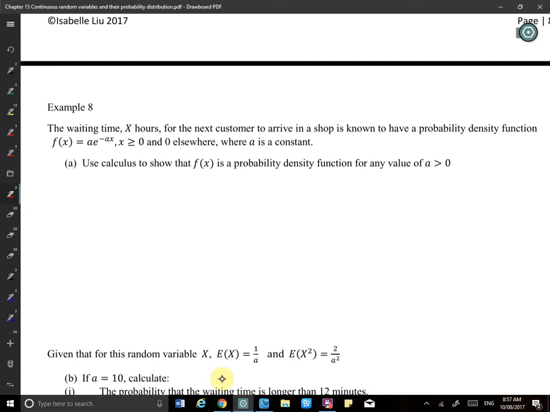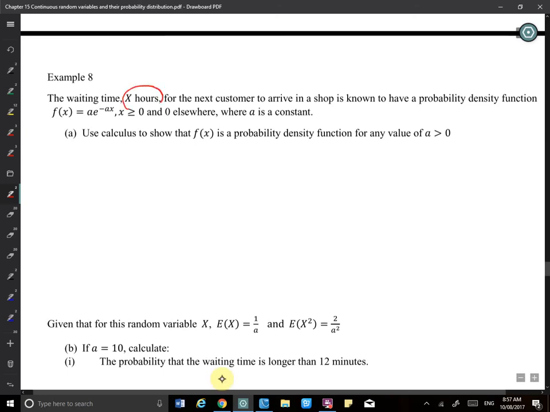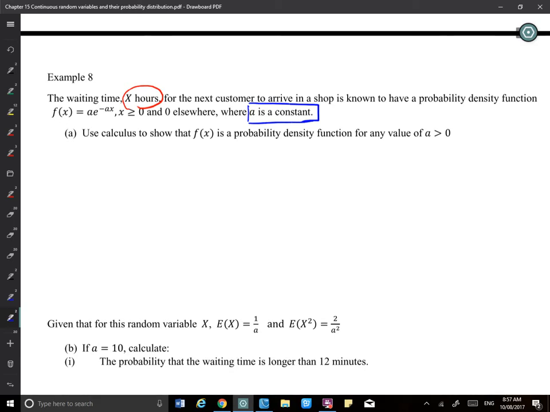Okay, so this says the waiting time is x hours. Circle that, x hours, for the next customer to arrive in the shop is known to have a probability density function, for which a is not given. Okay, a is a constant which is not given. This is just a density function. So it already says it will become a density function without giving a, which means it doesn't matter what the a value is, you can always have the area under that curve become 1. So regardless of what a is, you always have that as a density function.